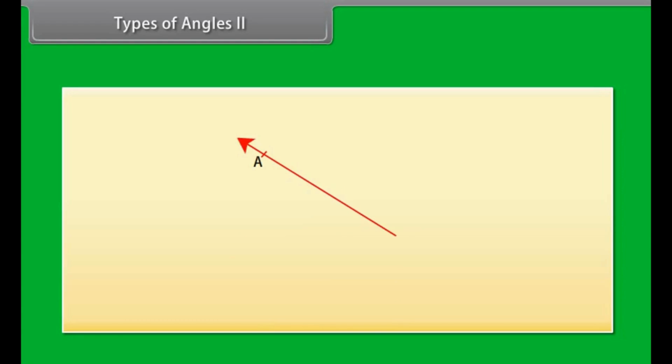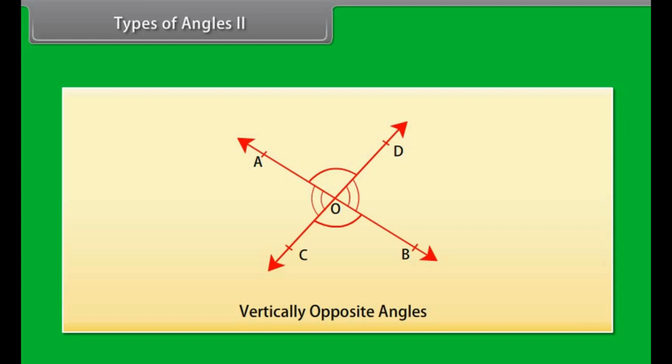When 2 lines, say AB and CD, intersect each other, say at a point O, then the angles formed are called vertically opposite angles. These are 2 pairs of vertically opposite angles. One pair is angle AOD and angle BOC, and the other pair is angle AOC and BOD.